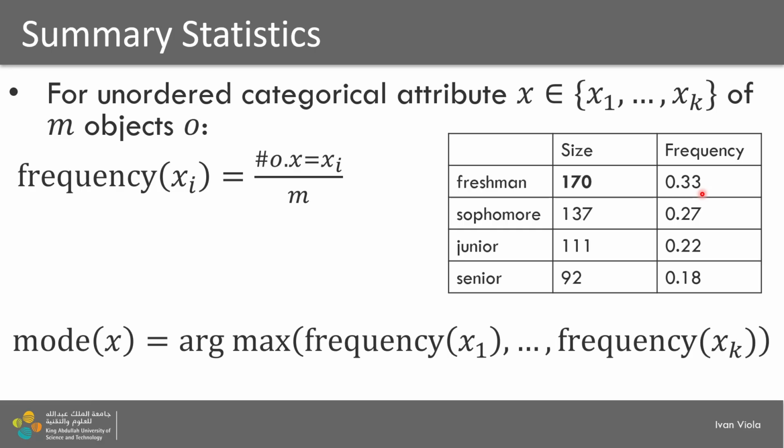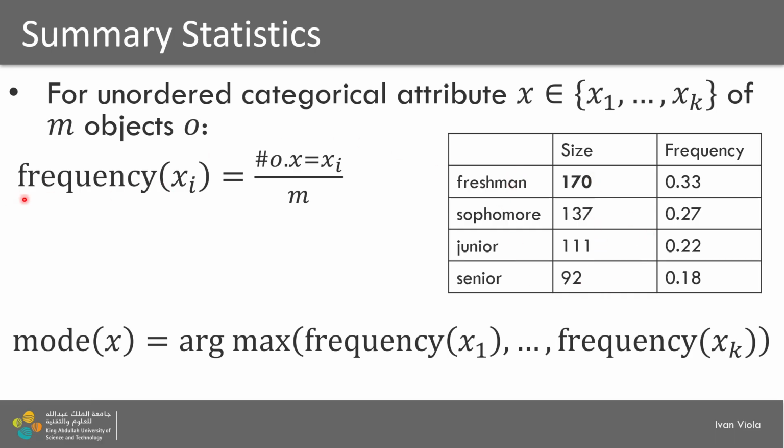And then for sophomore, this attribute is flagged with 1 for only 137 of them, so this will be 0.27 or 27%. And then for juniors, we will have 0.22, and for seniors, 0.18. If we sum this up, we have 100%, or in total this will amount to 510.